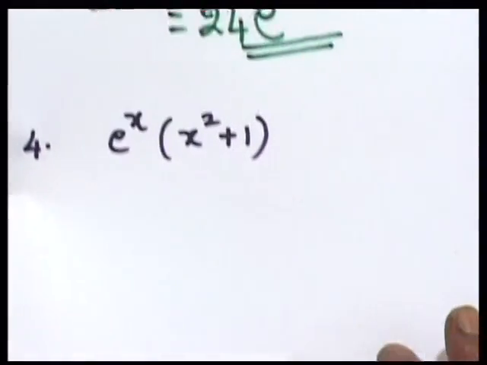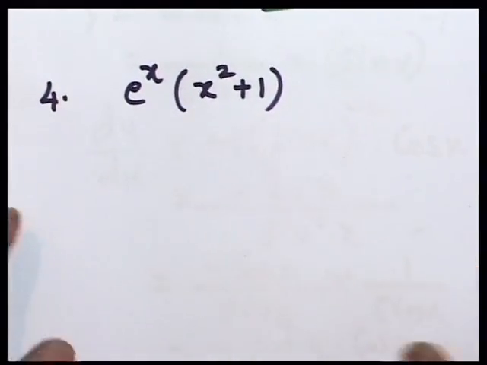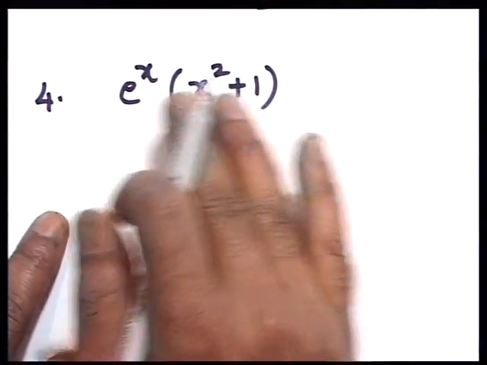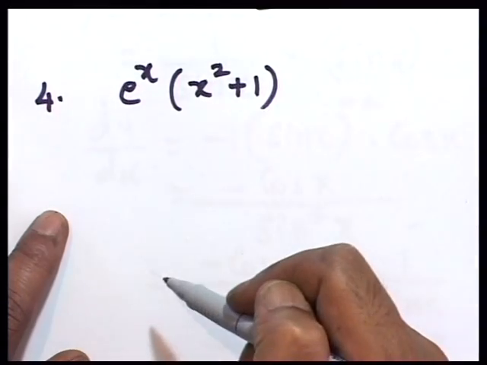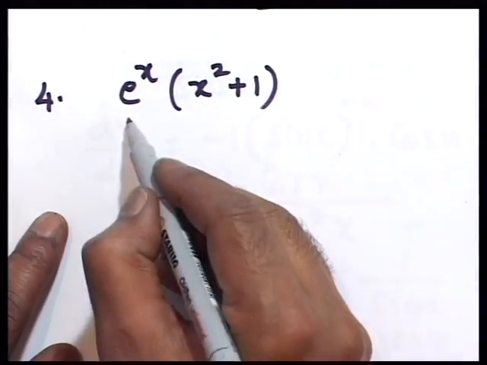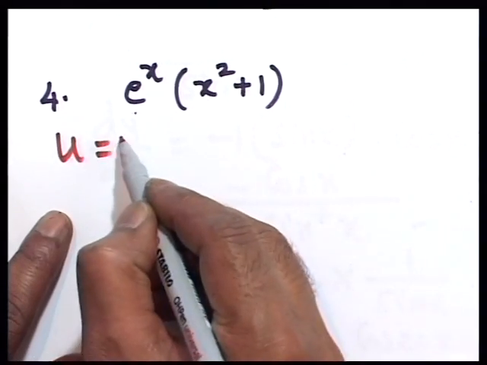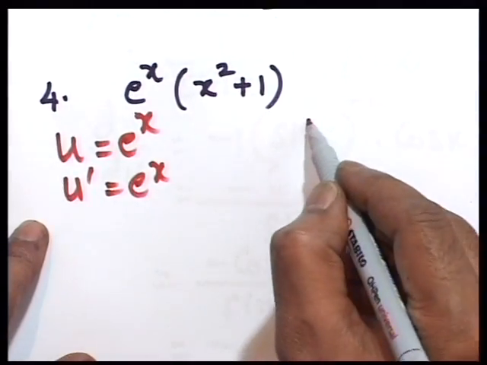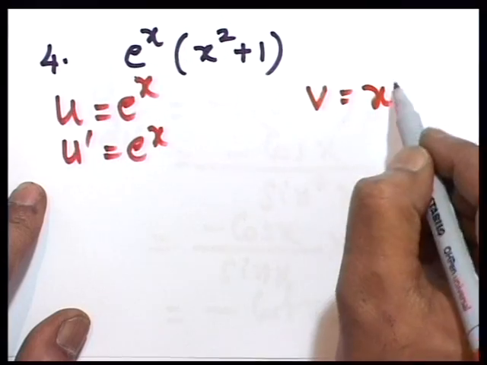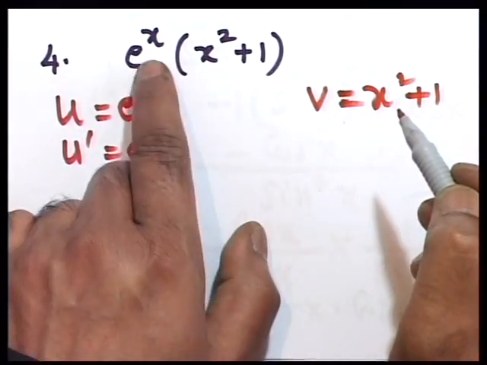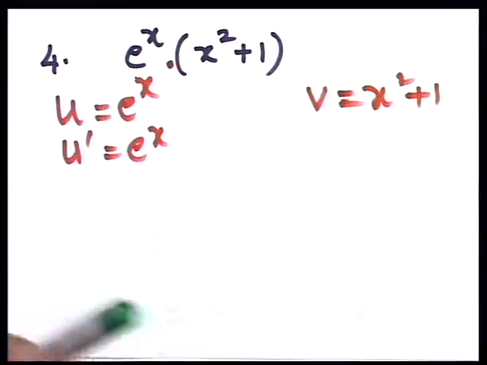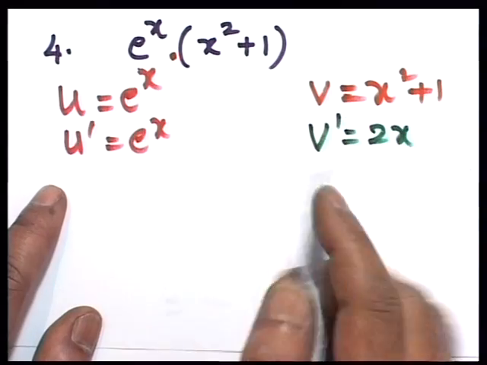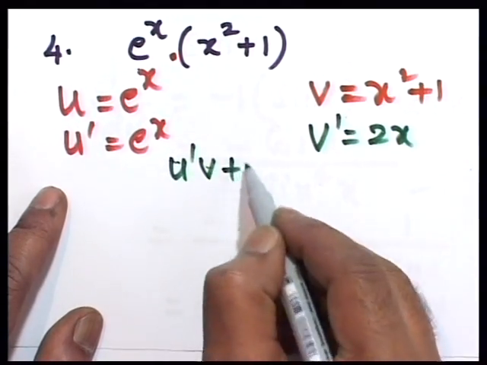The next one we have is like that, e to the x bracket x square plus 1. Shall we call it u and v? There are two functions, right? Or you can open the bracket and then do the question also. Let me do u equals e to the x. So u dash will be e to the x. Then v equals x square plus 1. Guys, listen, we are in product rule, right? That's a times sign. And v dash is actually 2x. The product rule formula, don't forget, u dash v plus uv dash.